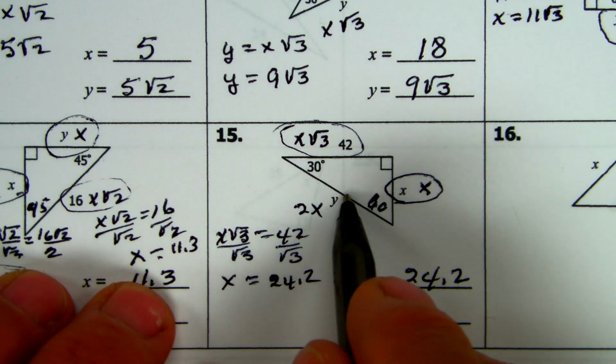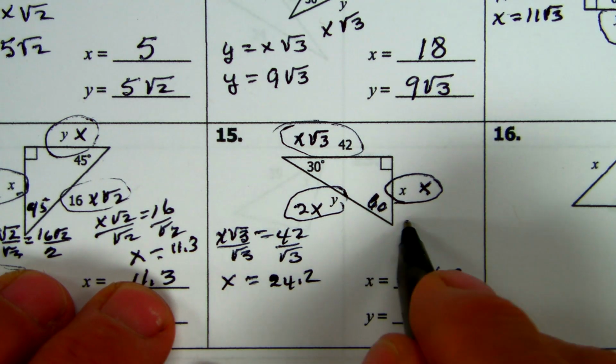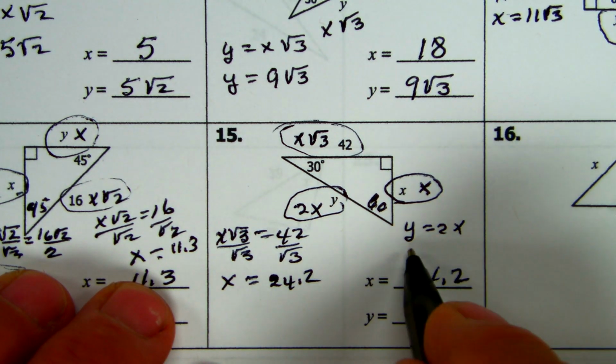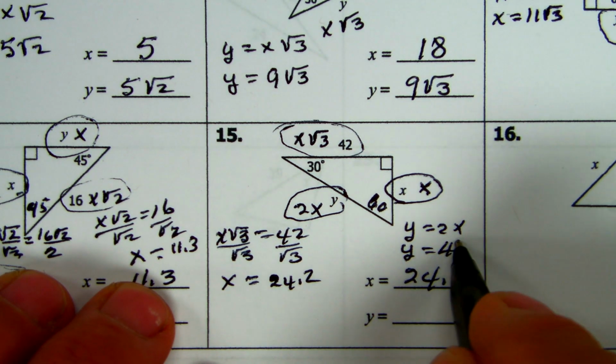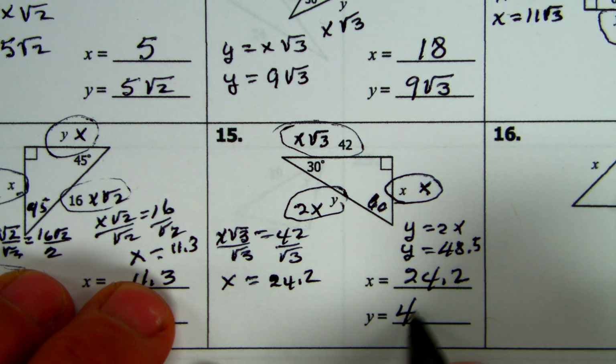Now y is equal to 2x. So y is equal to 2 times 24.2, which is 48.5. So this is 48.5.